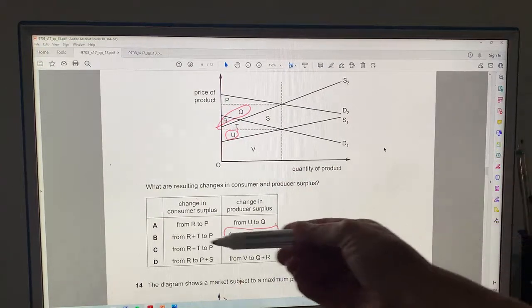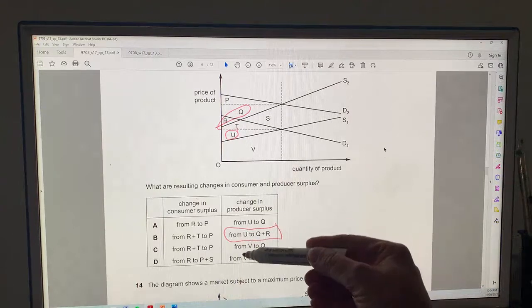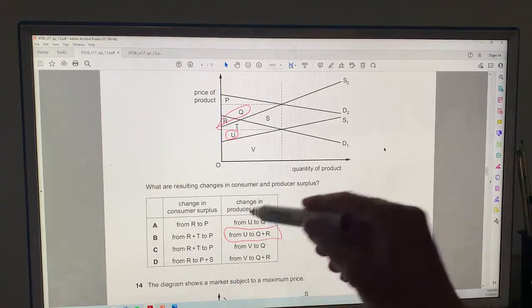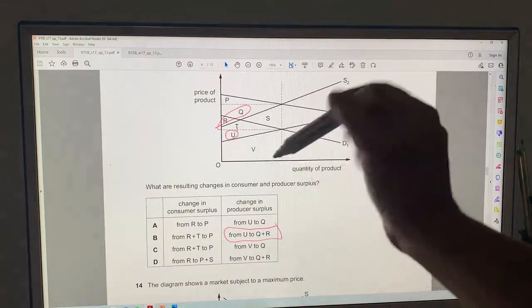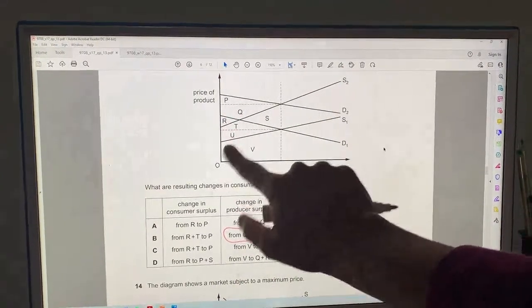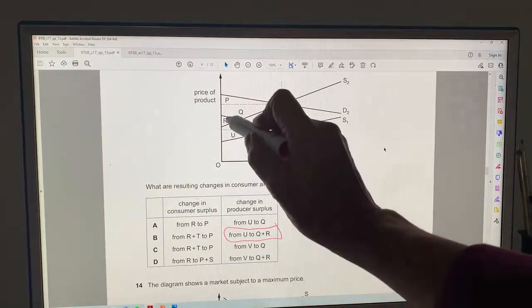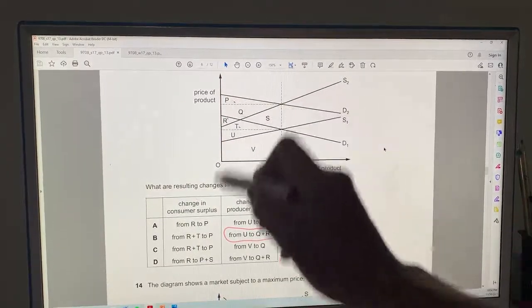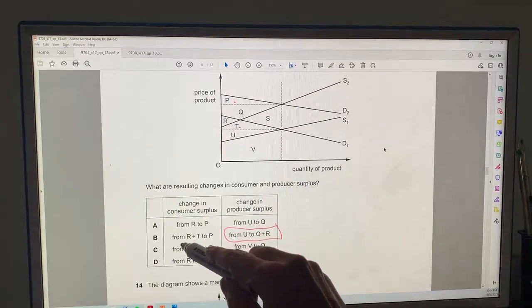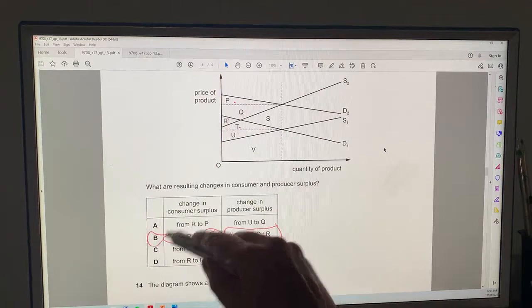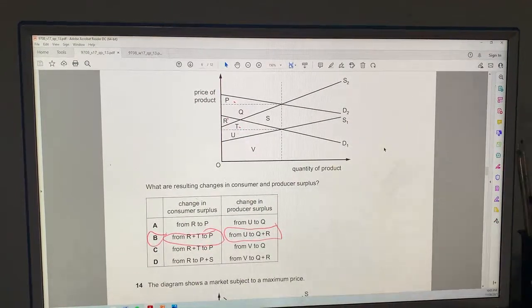Change in producer surplus. Producer surplus was U, and now it's QR, right? So it was U, and now it's QR. And it looks like you can just say B is the answer because that's the only choice with that answer, if we're correct. But let's look at consumer surplus. Consumer surplus was R plus T, and now it's P. So was R plus T, now it's P. So the answer for 13 must be B.